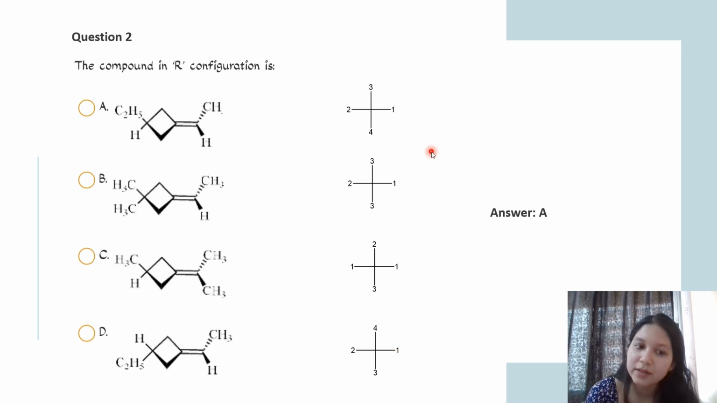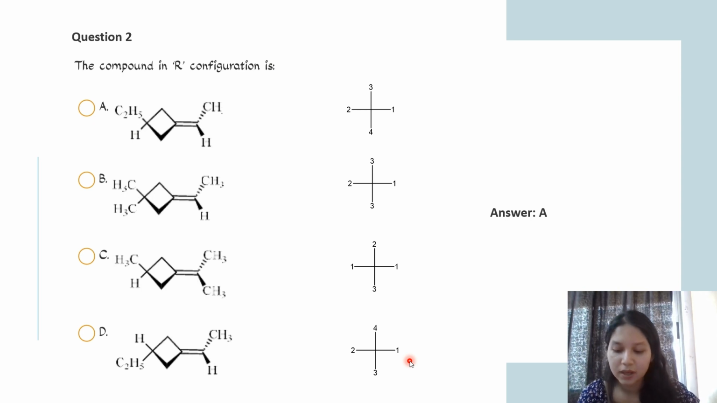So we got that among the options given, compound B and compound C were containing the same substituents in one of the planes. So these two are achiral molecules. Compound A, option A, was having R configuration and compound D was having S configuration. So the answer to this question will be option A. I hope this question is clear.